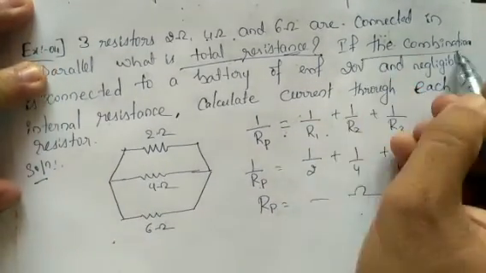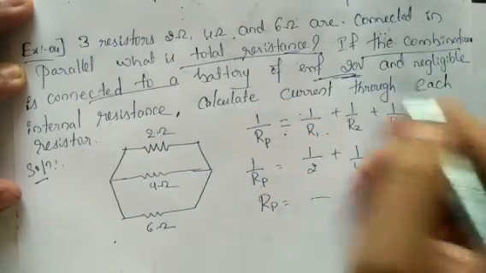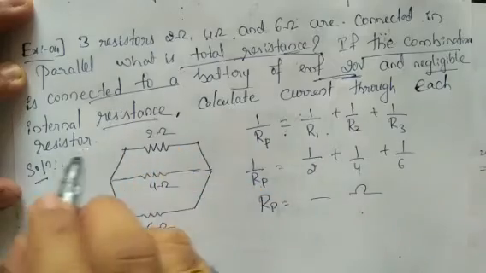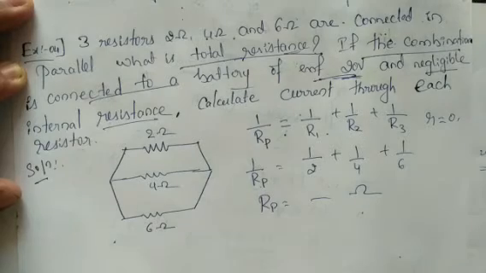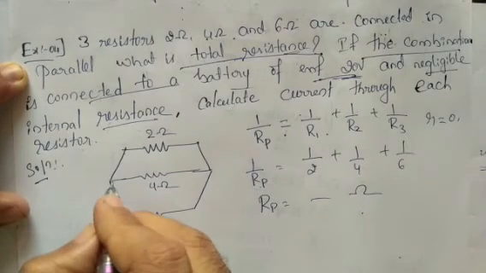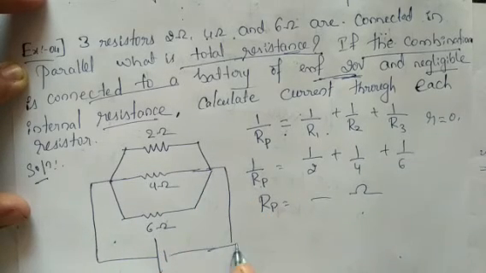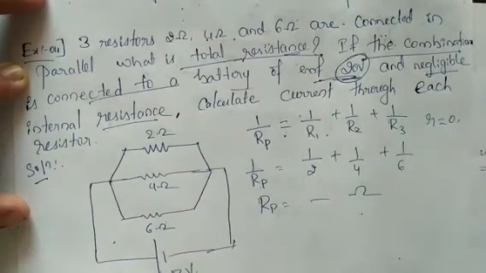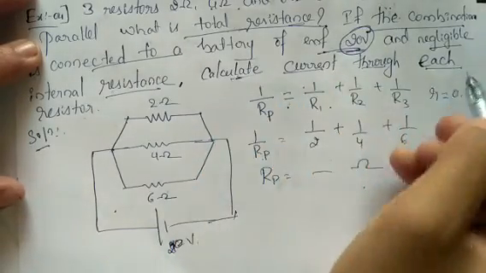Next, if the combination is connected to a battery of EMF 20 volts and negligible internal resistance. So the internal resistance of the cell is 0, and this entire combination is connected to a battery with an EMF of 20 volts. Calculate the current through each resistor.